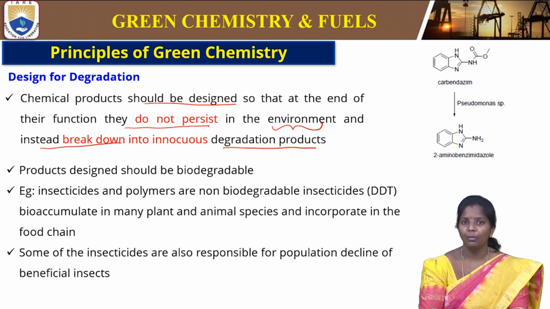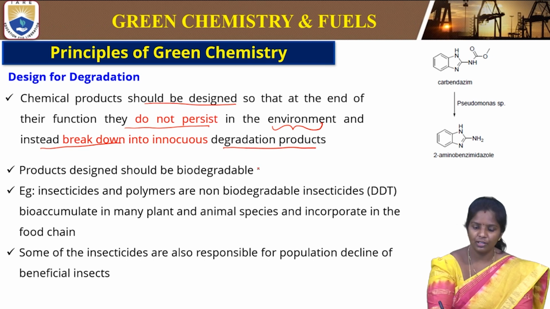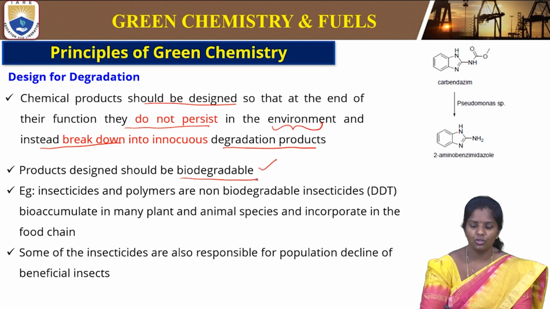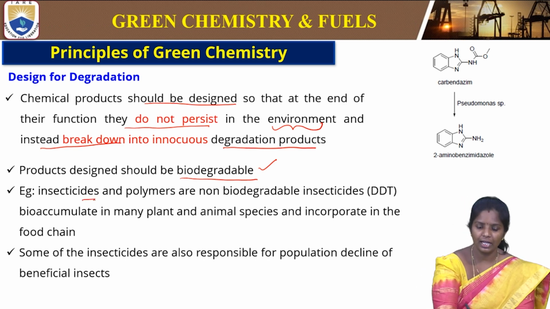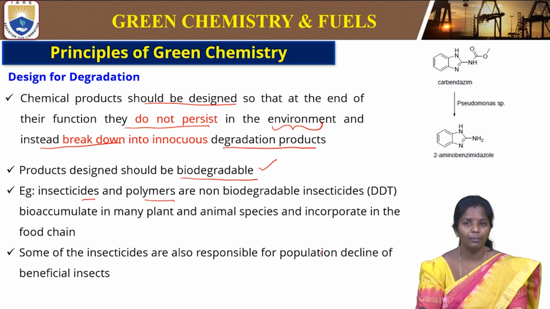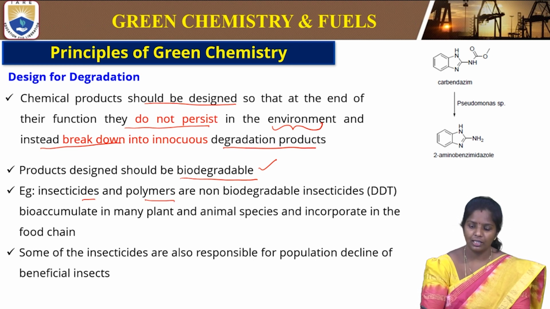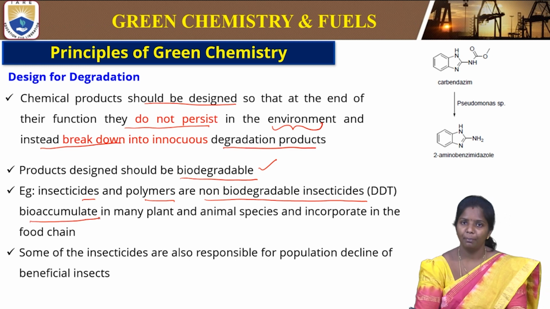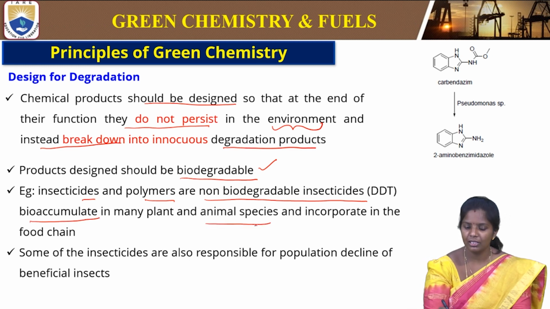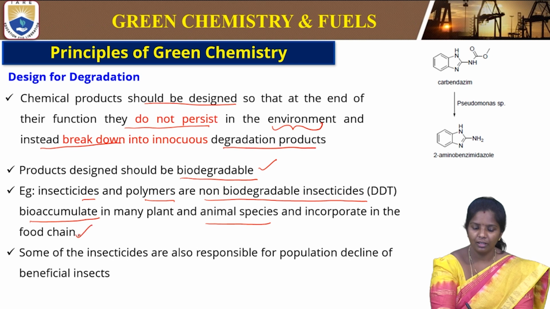Otherwise they will pollute the environment and harm humans. So product design should be biodegradable. This is very important. Whatever products are designed should be biodegradable. Insecticides and polymers are often non-biodegradable. These are non-biodegradable insecticides like DDT, which bioaccumulate in many plant and animal species and are incorporated into the food chain.